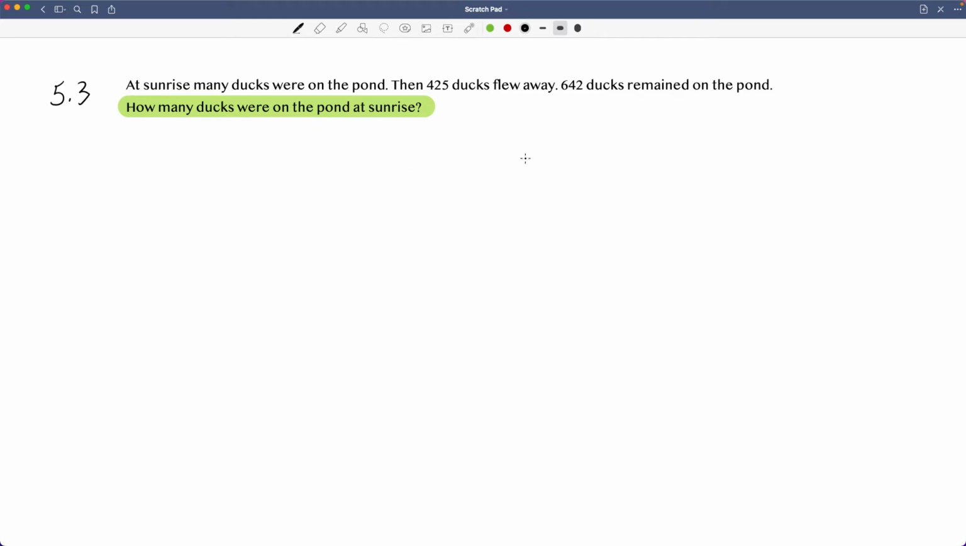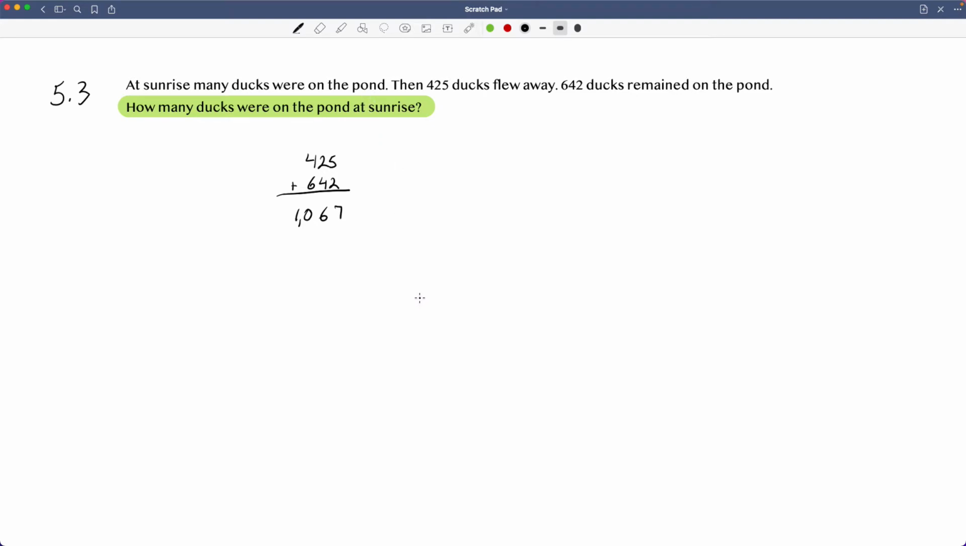So we're going to have to take the amount that flew away, which would have been our subtrahend, and add it to the difference that remained, which was 642. We're going to flip-flop the events and turn it into an addition problem. So 425, that is what flew away, and the 642, those are the ones that remained. So we're going to add them together, and we are going to find that we had 1,067 ducks at sunrise on the pond.